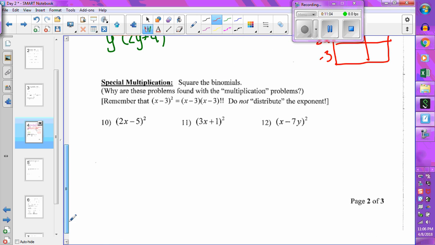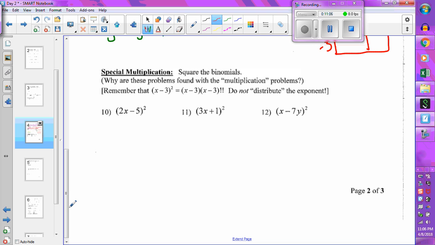All right, so now we're going on to special multiplication. This is called square the binomials. So we have to remember that when you see the square sign here, see the square sign? That means that you're going to multiply this term twice. Let me show you what that looks like. When you see the square here, it's going to look like this.